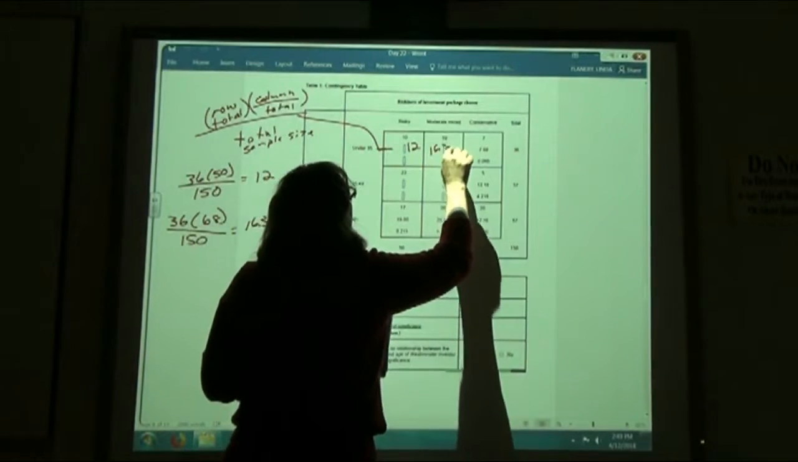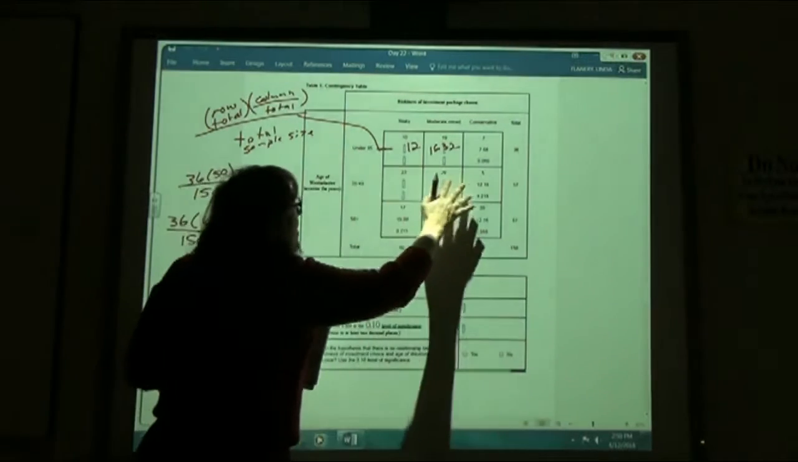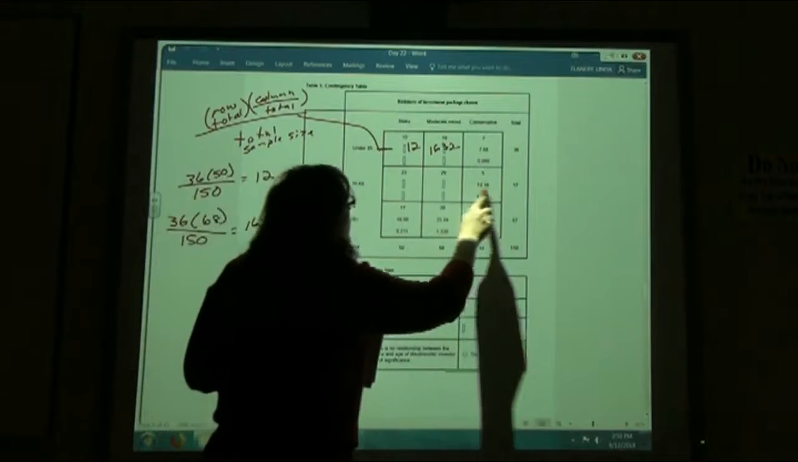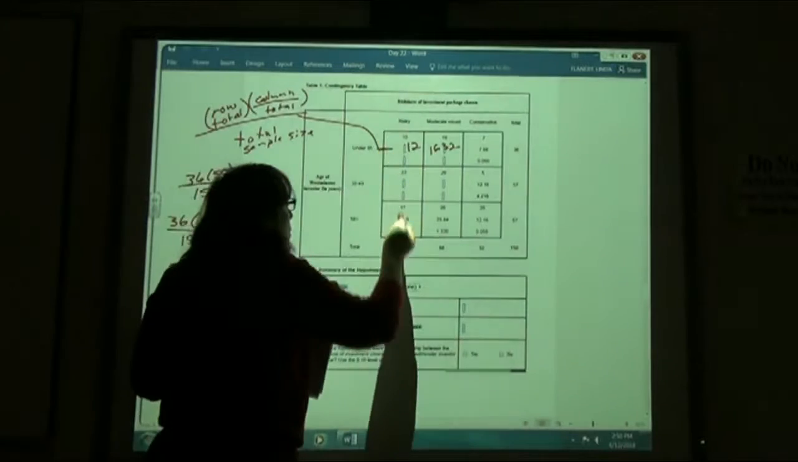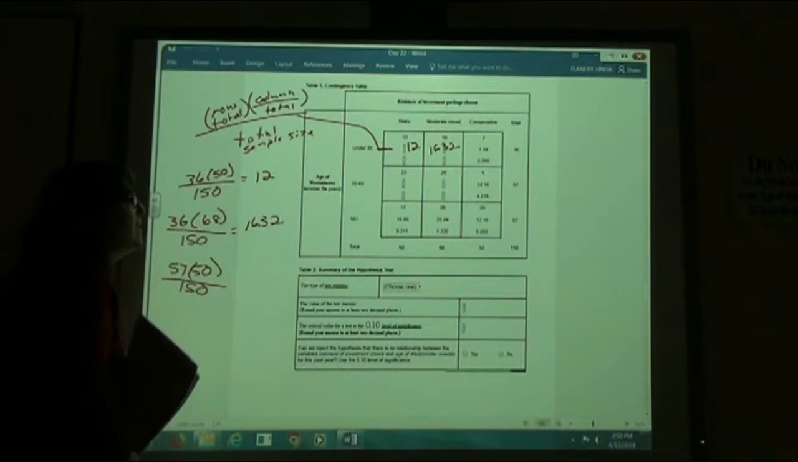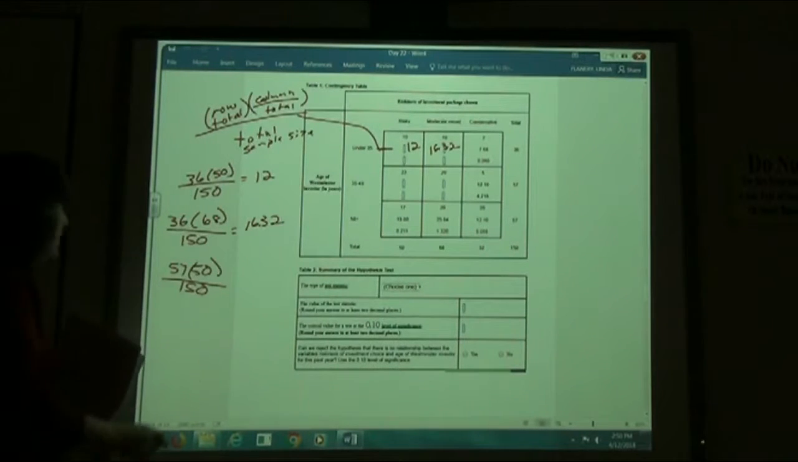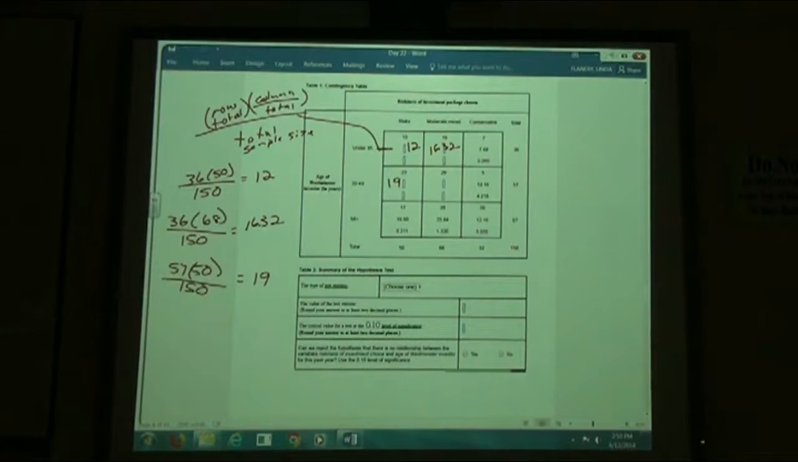16.32 is going to go in that top box. Going to do the same thing here. In my top row there, I'm going to do my row total. My row total is 57 times my column total, which is 50, divided by my total sample size, which is 150. So 57 times 50 divided by 150 comes out to 19. So 19 would go in that box.